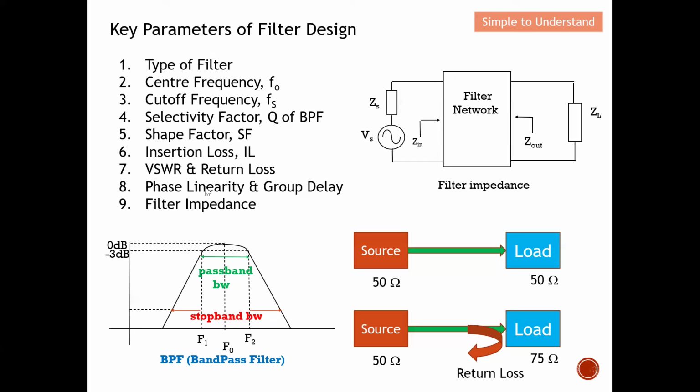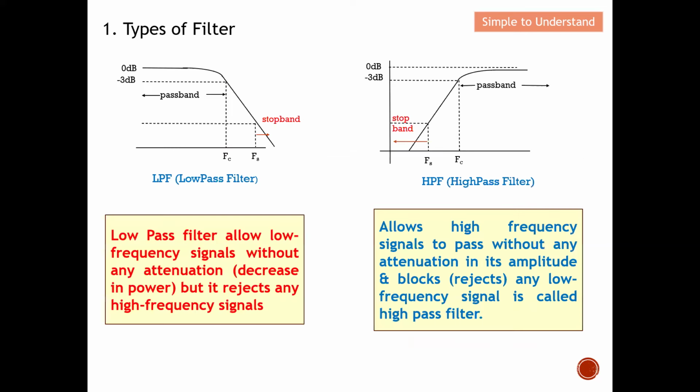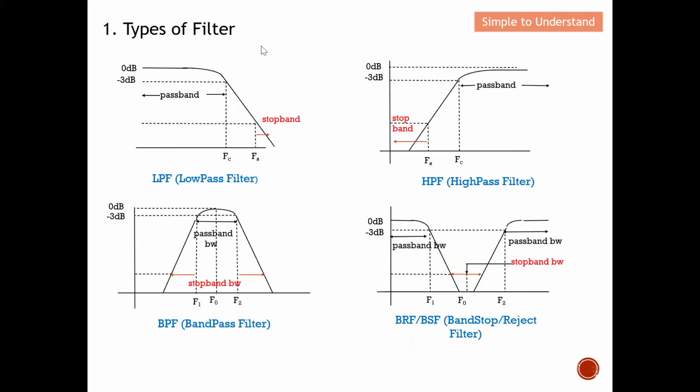Last but not least, on filter impedance, we have the input and output impedance. We need to determine these so as to do a so-called perfect match on this filter network here. So these 9 key parameters are what I will discuss in the first few series of discussions on filter design. Okay, let's quickly go through the discussion for today.